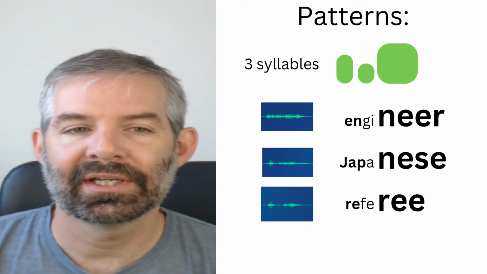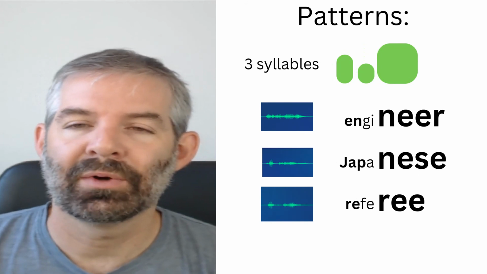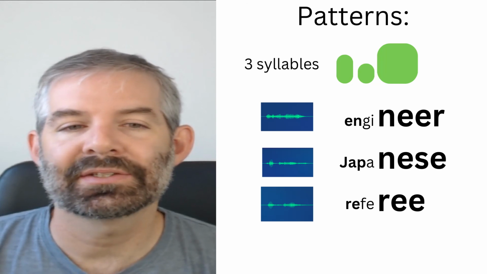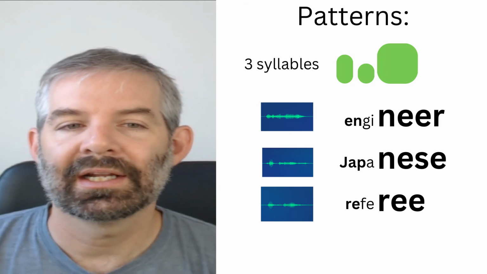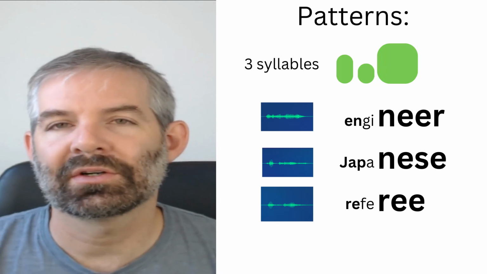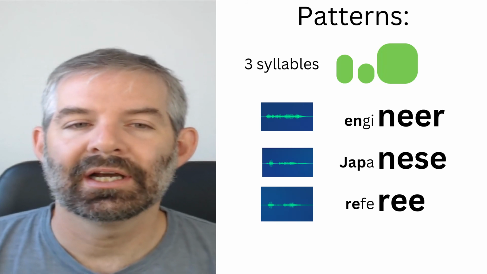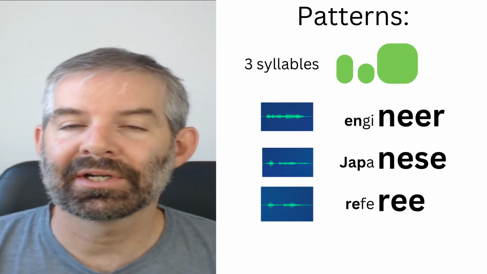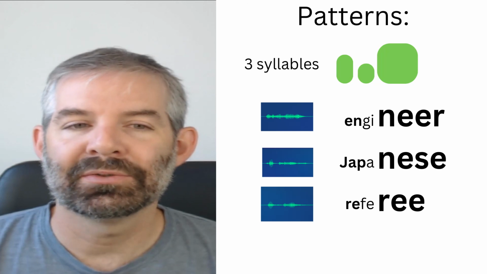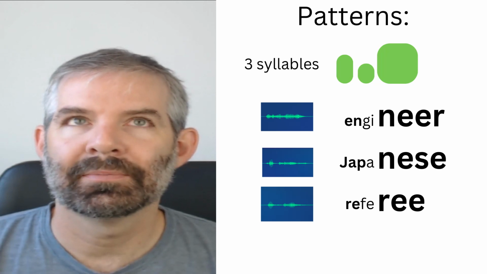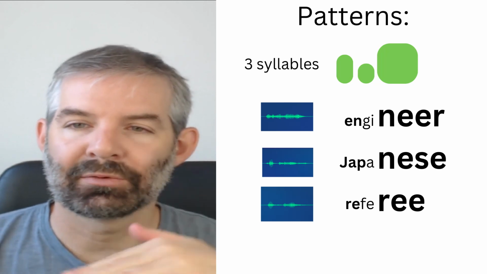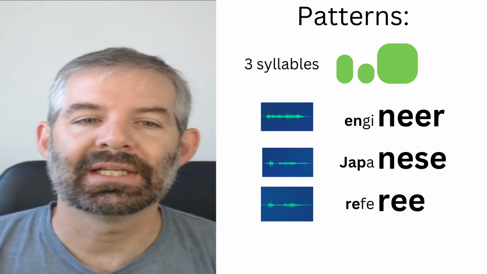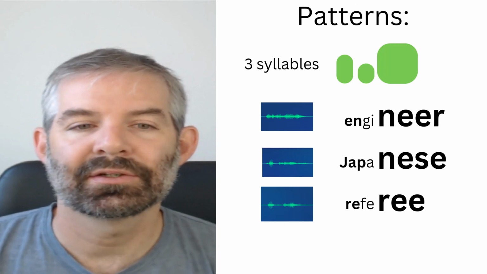And this last example here of three syllables, where the stress is on the final syllable: engineer, Japanese, referee. Now the first syllable has what's called secondary stress. It's not as loud as the primary stress on that final syllable, but we do get this kind of down, up, like a roller coaster, a peak, and then it goes down, then comes back up. So engineer, Japanese, referee.